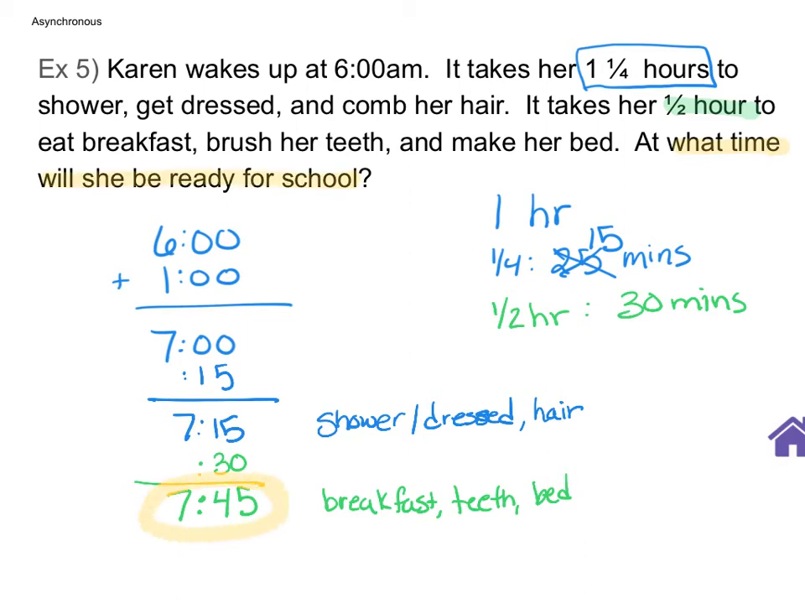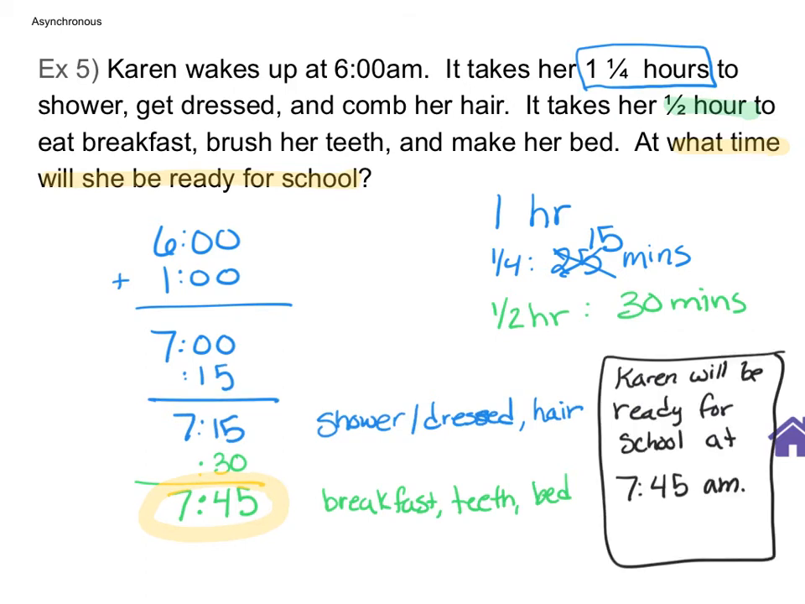Well, here's the time she'd be ready for school. So now I need to answer that question. So I went ahead and I wrote it over here. So Karen will be ready for school at 7:45 a.m. I made sure that I wrote 7:45 and a.m. to say that it's still in the morning. And I made a complete sentence answering my question.